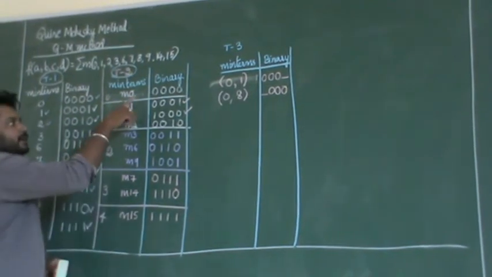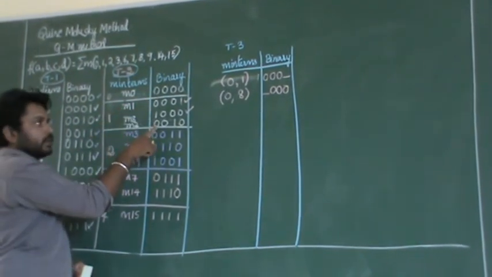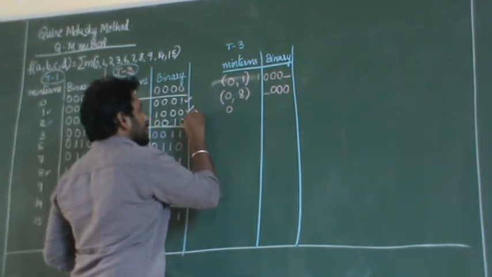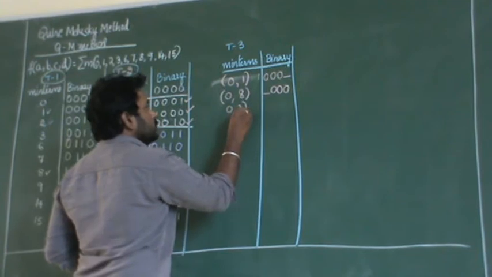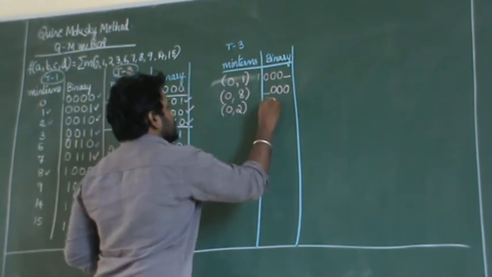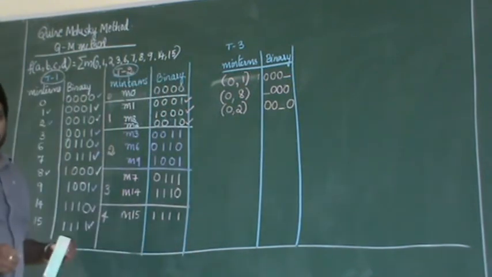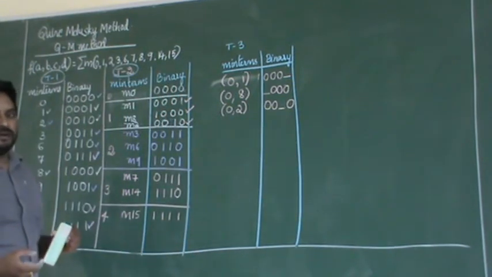Now I will compare 0 with 2. Okay, 0 with 2. So even this is also possible. So I will put a tick mark here, 0, 2, and I will write it as 0, 0, dash 0. Why dash? How will you know where to write the dash?